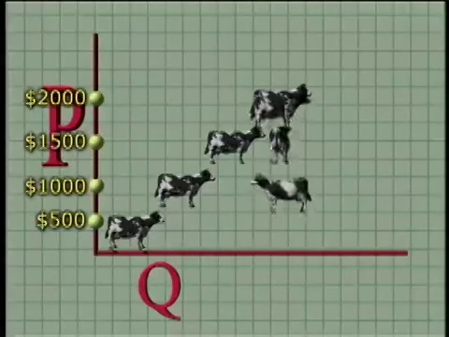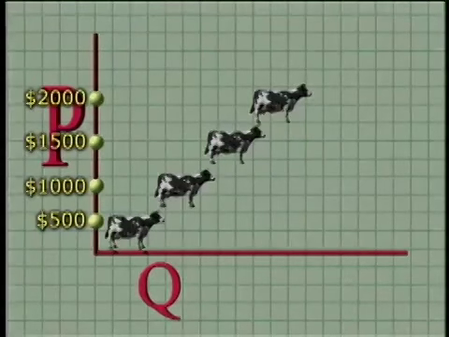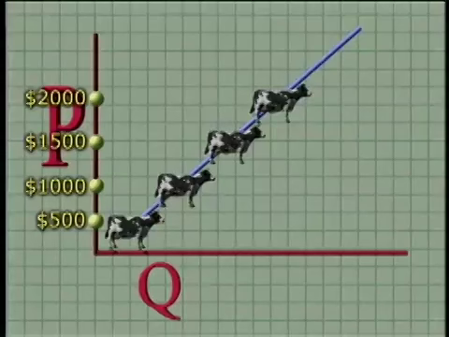You could say the auctioneer would be milking the bidders for all they're worth, but the point is, more money per cow, more cows for sale.